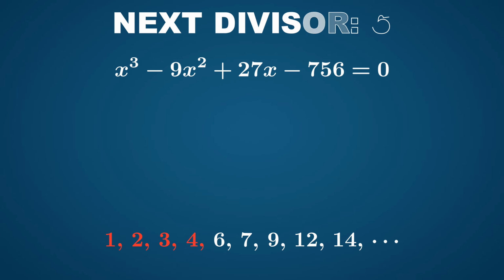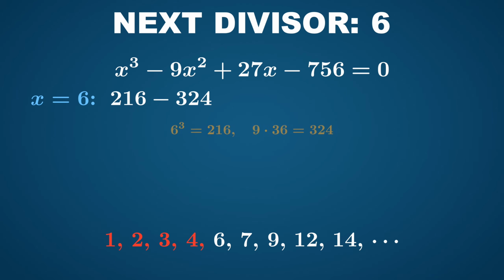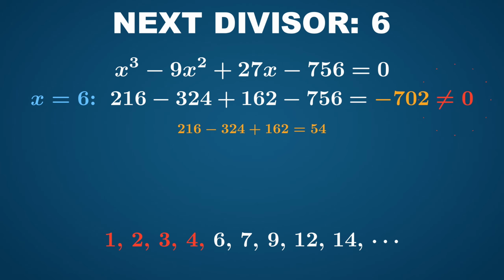The divisor 6 is next in line, so we keep going. 6 cubed is 216, and 9 times 36 comes out to 324. The linear part is 27 times 6, which gives us 162. So we total 216 minus 324 plus 162 minus 756. That reduces to 54 minus 756, which is negative 702.